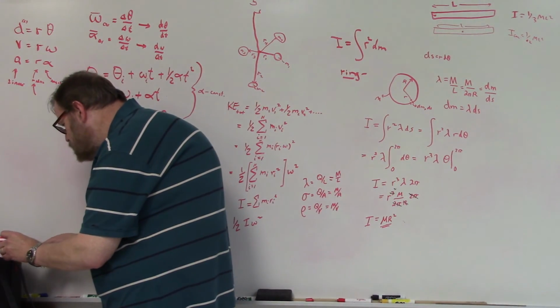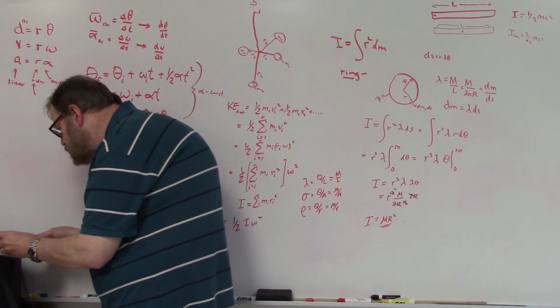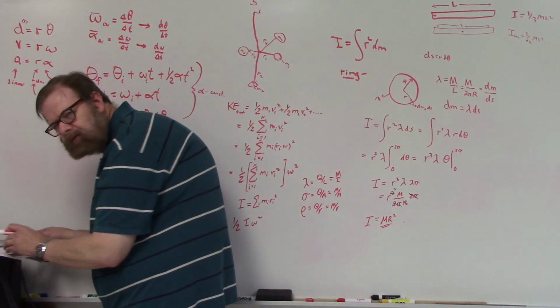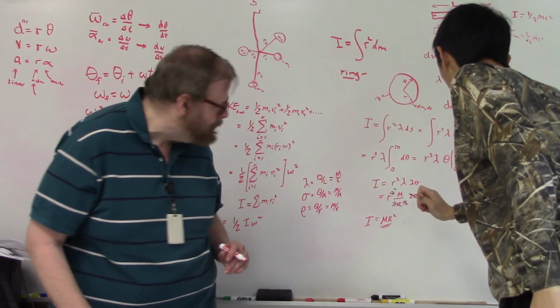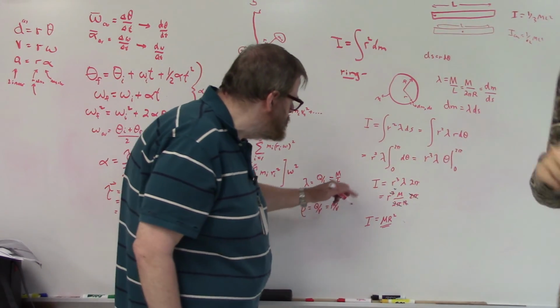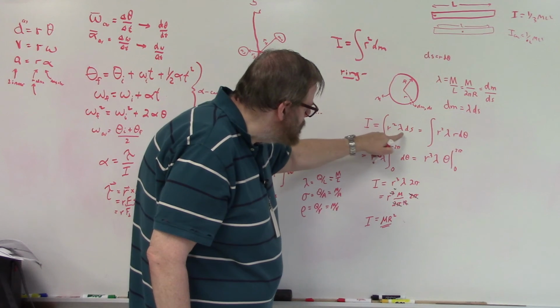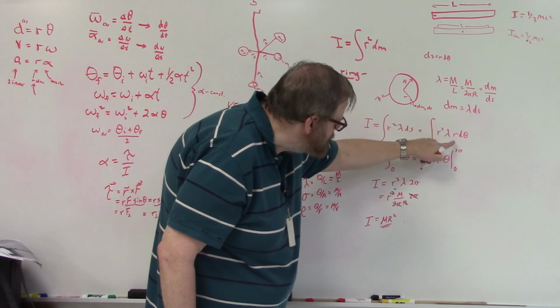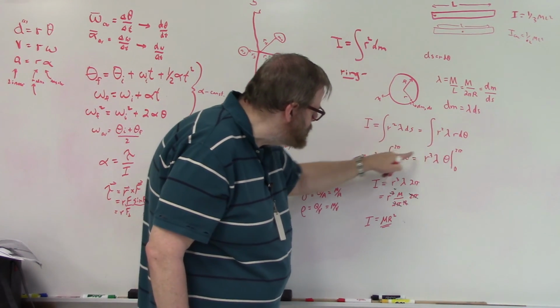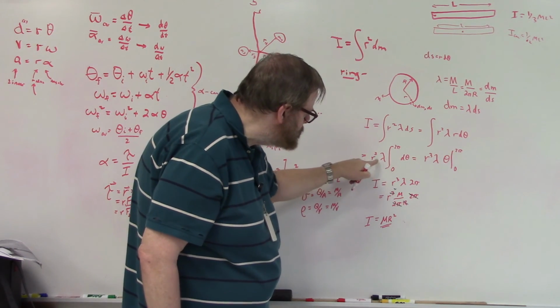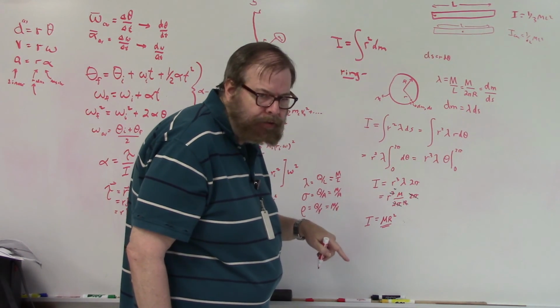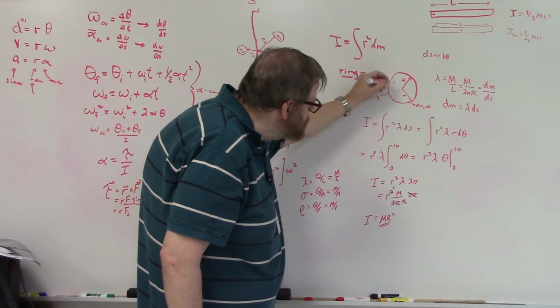Mr. Kinsey, did you mislabel an R? That looks like a 2 from far away. Yeah, that should be R cubed. It was R squared, but from the dm we got an R dθ, so we pulled another R over here. So R squared times R became an R cubed, and then we pulled it out. I factored them all out because they're all the same. In fact, the little r and the big R are the same.